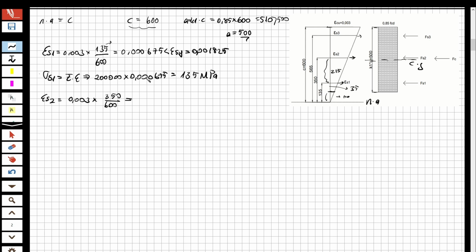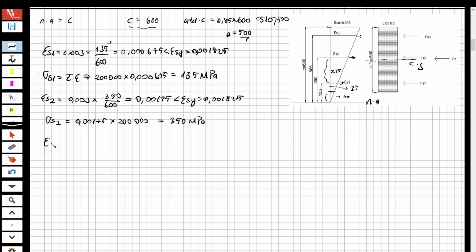And this is going to be equal to 0.00175. Yeah, 175. And this is smaller than epsilon sy, which is equal to 0.001825. So I have to calculate the stress for the steel. It's going to be 175 multiplied by 200,000, the modulus of elasticity for this steel, and this is going to be 350 megapascal as the stress.